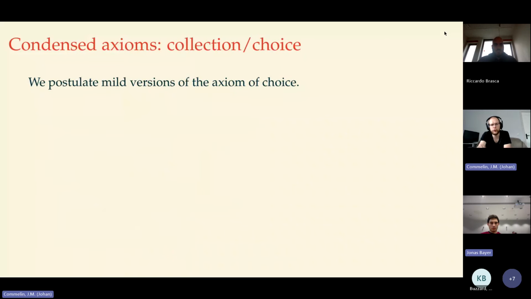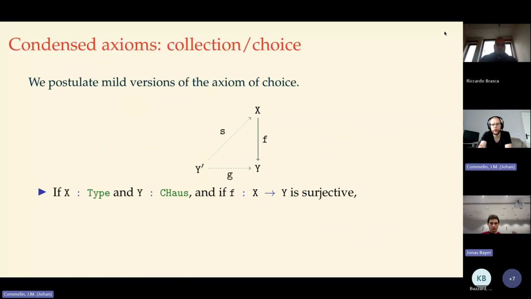And then we postulate two mild versions of the axiom of choice. So the picture is as follows. We have a commutative triangle like this, and so it starts with the map F on the right. So we have a compact Hausdorff space Y, and over that lives a random type X. We don't assume that X satisfies one of the special predicates. And so we have the map F from X to Y.